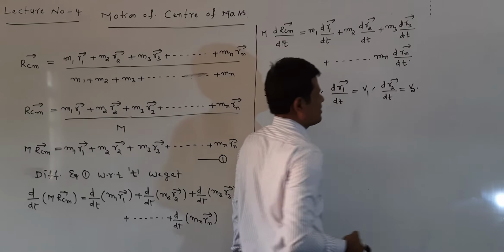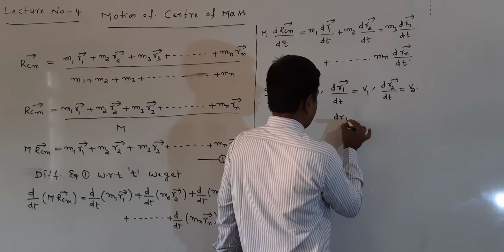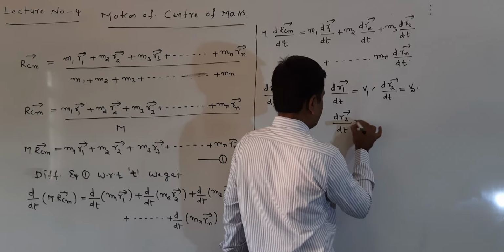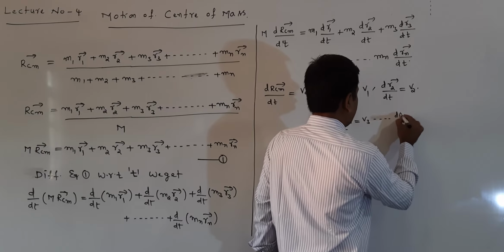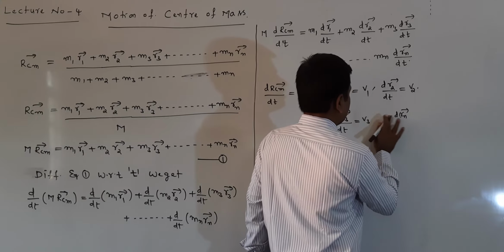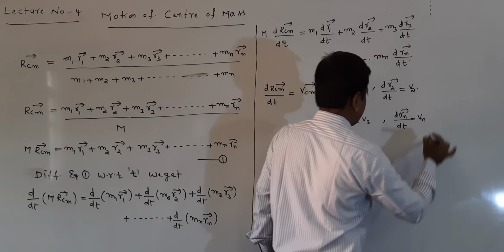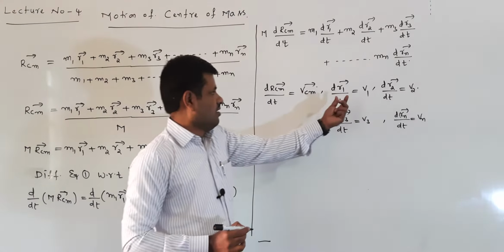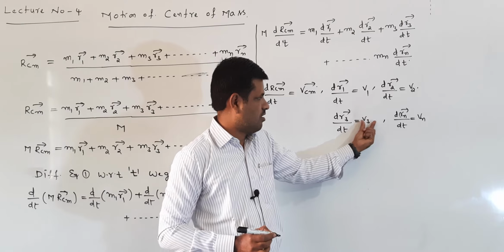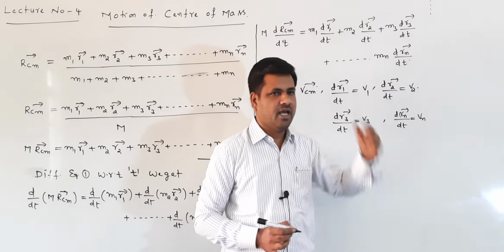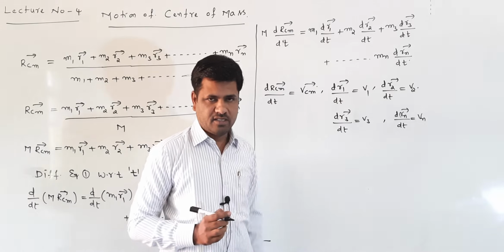V2 is the velocity of the second particle. Similarly, we can write dr3 bar by dt is equal to v3, and so on, drn bar by dt is equal to vn. Here, this is the velocity of the first particle, this is the velocity of the second particle, this is the velocity of the third particle, this is the velocity of the nth particle. When differentiating the position vector, it gives the velocity.